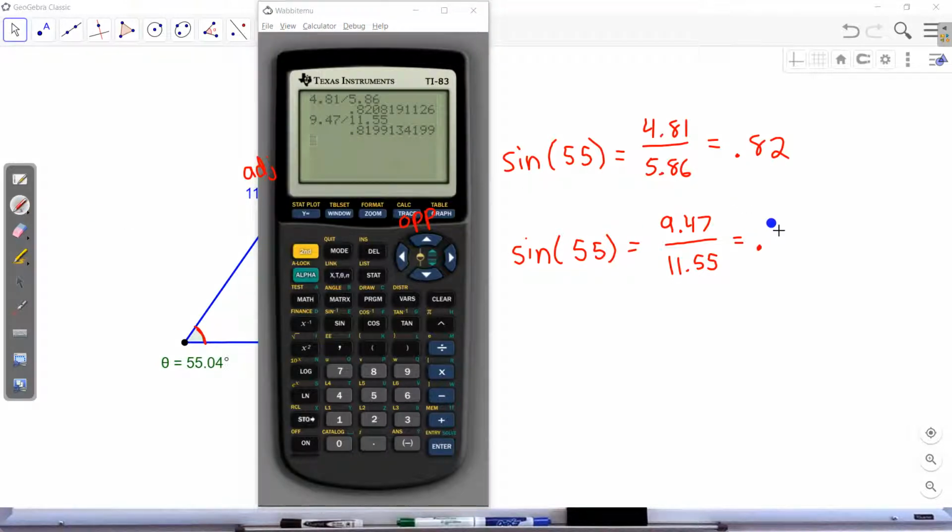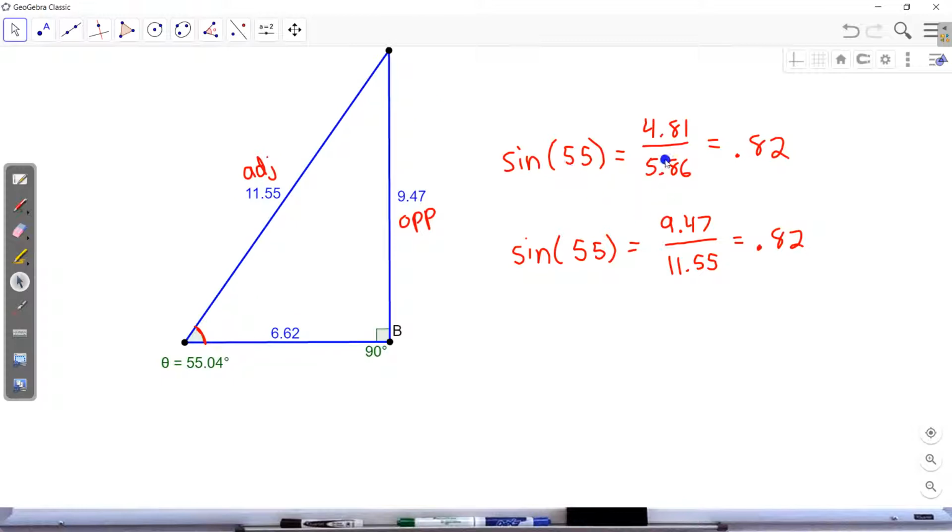And so we again get 0.82 for our ratio. Now that is the power of trig, that I completely changed the triangle. The numbers are completely different, but because that 55-degree angle stays, the ratio, or the fraction of opposite over hypotenuse, is the actual same ratio.